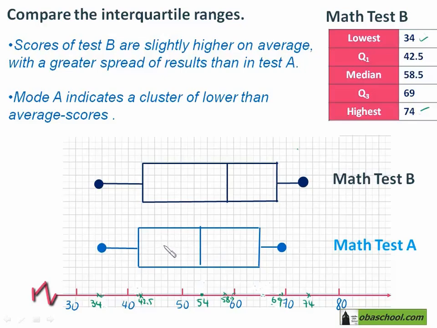You can interpret the students' achievements in the tests, and you can also find the mode, and that indicates a cluster of lower than average scores, and that was obvious and evident in math test A.